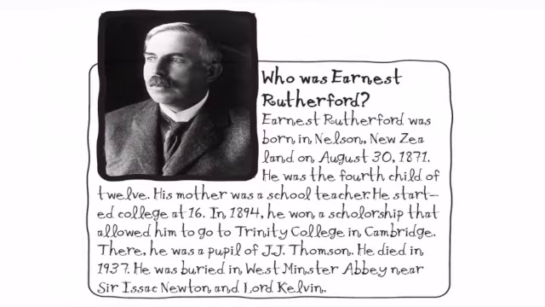Ernest Rutherford was born in New Zealand on August 30th, 1871. He was the 4th child of 12. His mother was a school teacher. He started college at 16. In 1894, he won a scholarship that allowed him to go to Trinity College in Cambridge. There, he was a pupil of J.J. Thomson. He died in 1937 and was buried in Westminster Abbey near Sir Isaac Newton and Lord Kelvin.